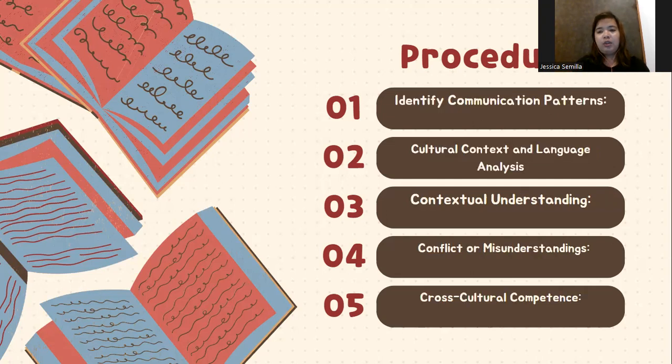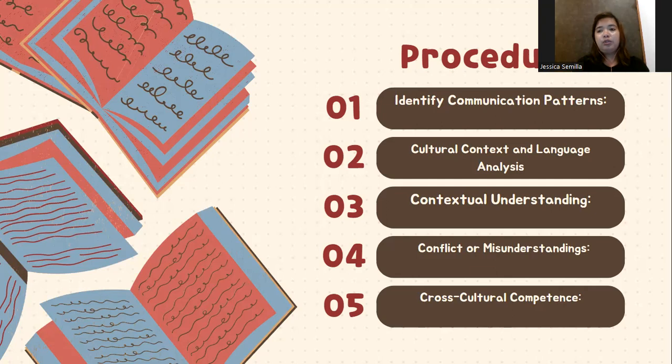Next, you need to identify the communication patterns. We have already talked about some communication patterns in the cultural framework. So you need to look into those communication patterns, those verbal and nonverbal cues, for you to understand and interpret how they behave, what their values are, how they handle conflict, how they give feedback, and how they understand one another.